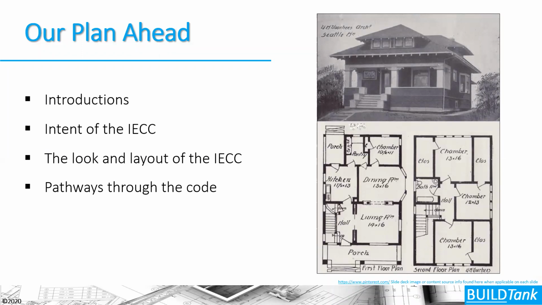Today's plan is to look at the residential section of the IECC, go through how it's set up, and spend most of our time on the pathways through the code: the 4 main pathways, which are really the only pathways through the code. There are 4 of them, they're complex, and some are more flexible than the others.